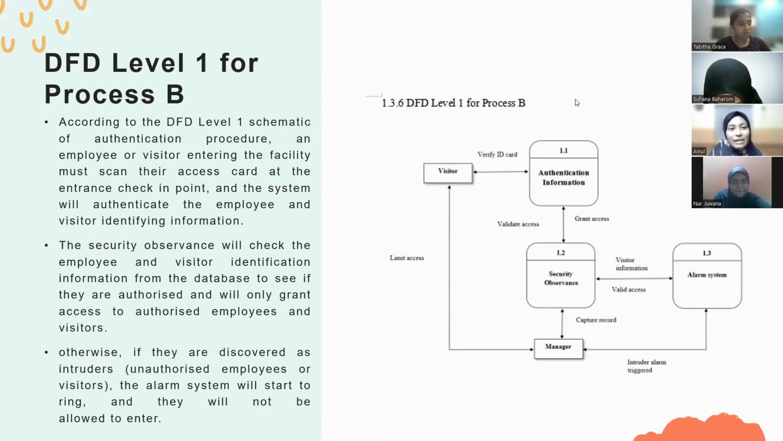So now, DFD level 1 for process B. According to the DFD level 1 schematic of the authentication procedure, an employee or visitor entering the facility must scan their access card at the entrance check-in point, and the system will authenticate the employee and visitor identifying information. Secondly, the security observers will check the employee and visitor identification information from the database to see if they are authorized and will only grant access to authorized employees and visitors.